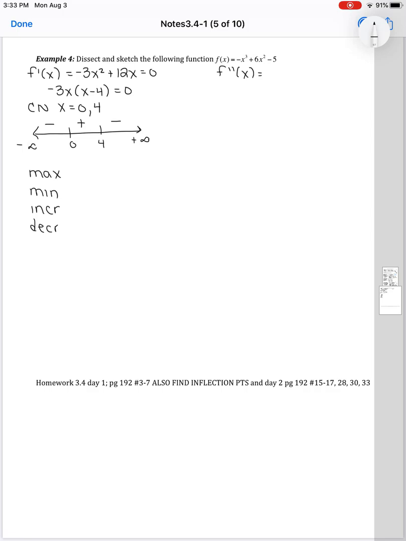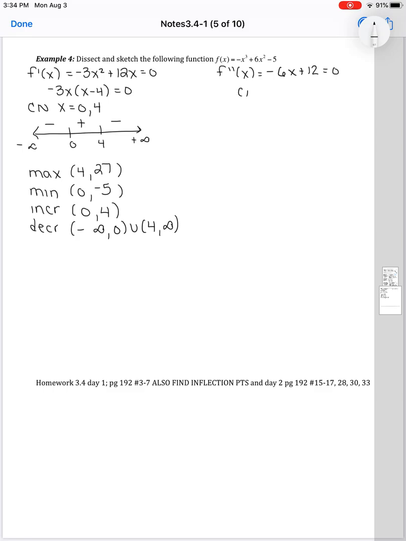So now I'm going to test in the first derivative. When I test in the first derivative, I get the signs of negative, positive, negative, which means I have a maximum at 4. I have a minimum at 0. I am increasing on the interval 0 to 4. I am decreasing from negative infinity to 0, union with 4 to infinity. And then I'm going to take the 4 and the 0 and sub them into the original. 4 gets me 27. And 0 gets me negative 5. So that's just the data I collect from first derivative.